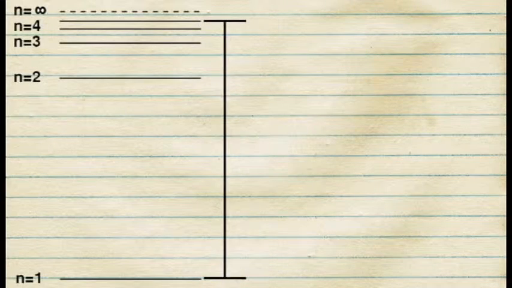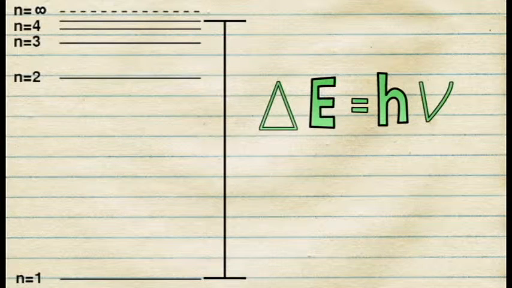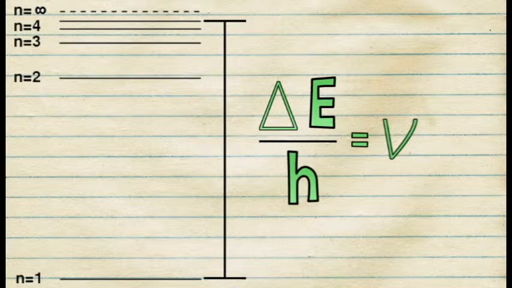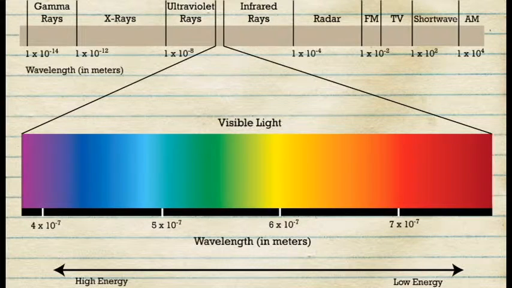To figure out what light will be given off, you first must know how much energy that free electron loses. And then you can divide that by Planck's constant to get the frequency. Then all you have to do is look at the electromagnetic spectrum to figure out what color it will be.